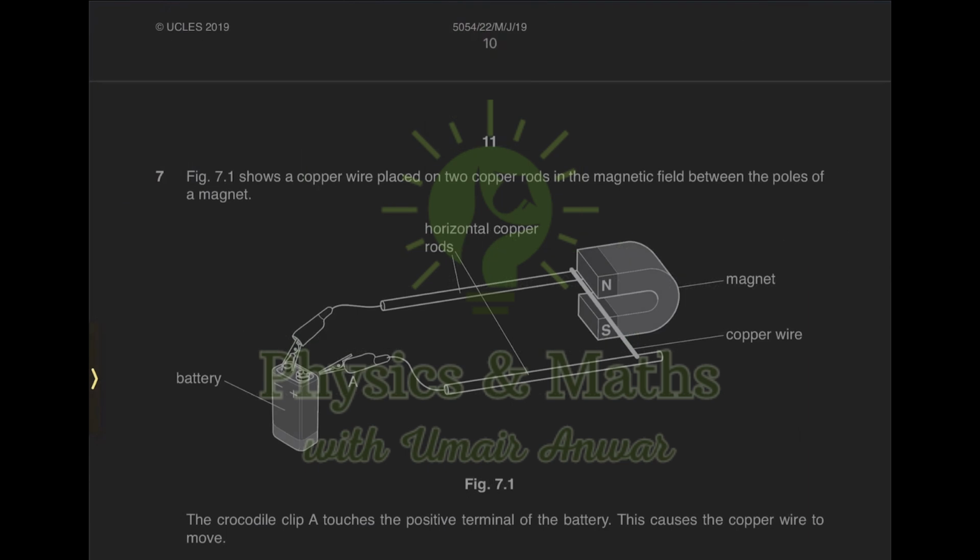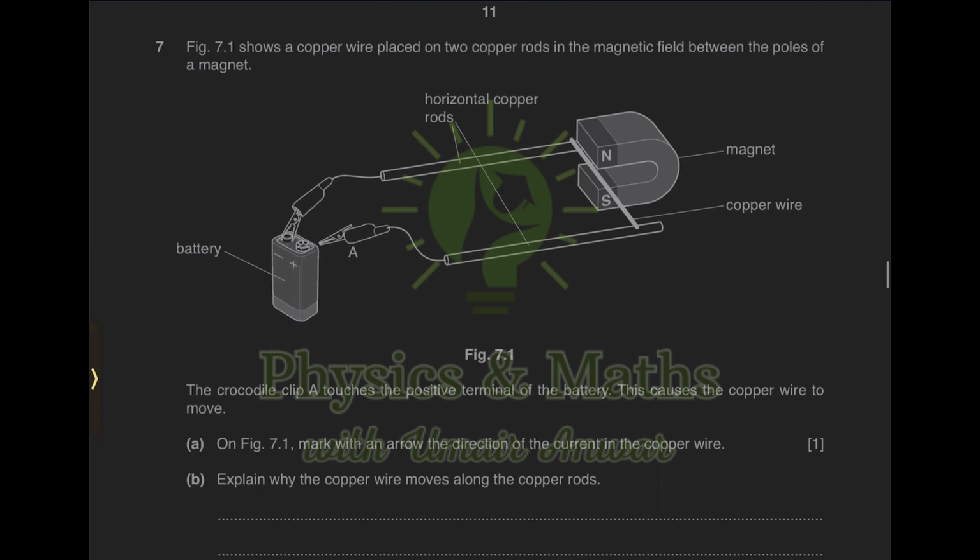This question is related to the topic of motor effect or the DC motors of our syllabus. The question says figure 7.1 shows a copper wire placed on two copper rods in the magnetic field between the poles of a magnet. So the examiner is describing this copper wire, which is placed on these two copper rods, and the copper wire is placed between the poles of a magnet, the north pole and the south pole.